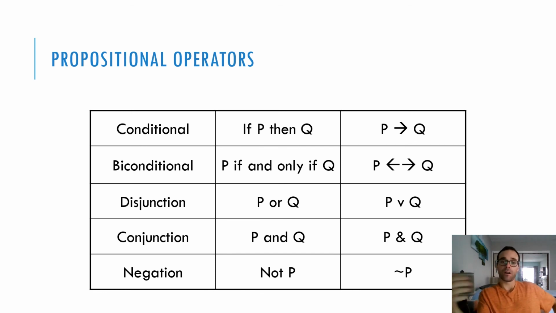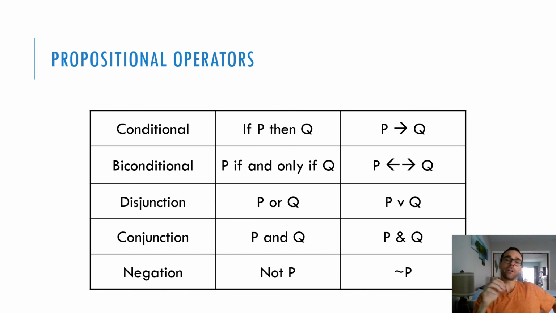And remember, a lot of times conditional statements might not always have the words if then in them. However, we need to make sure that we're knowing what is necessary, what is sufficient, and then we can write them within this symbol form, P arrow Q.